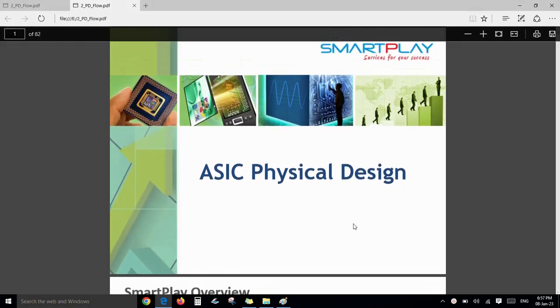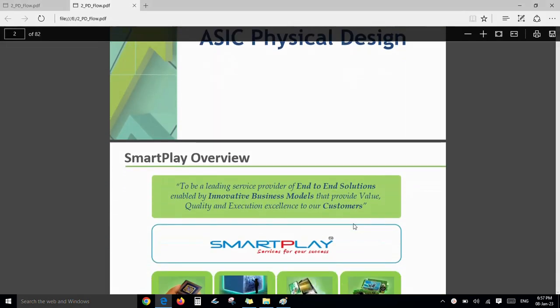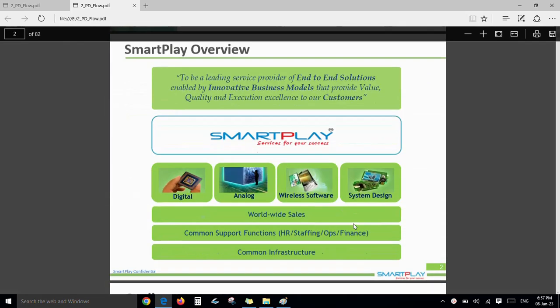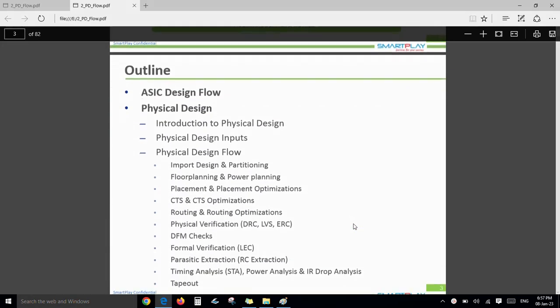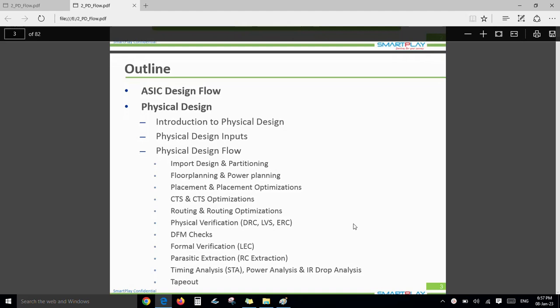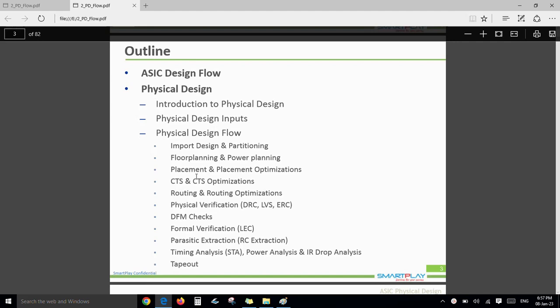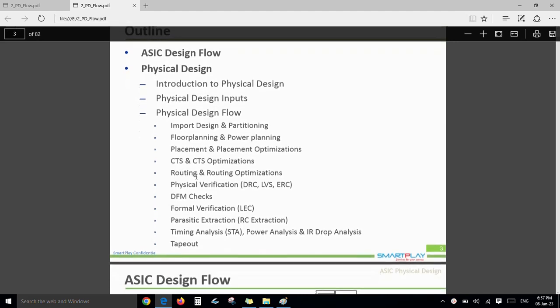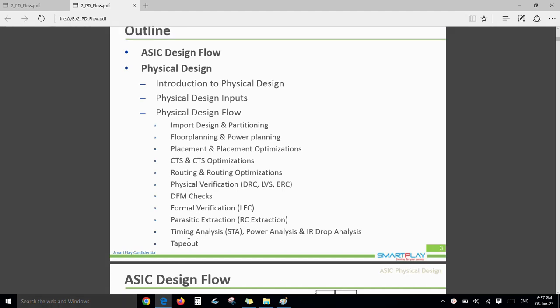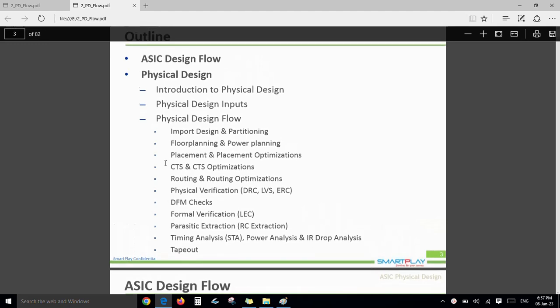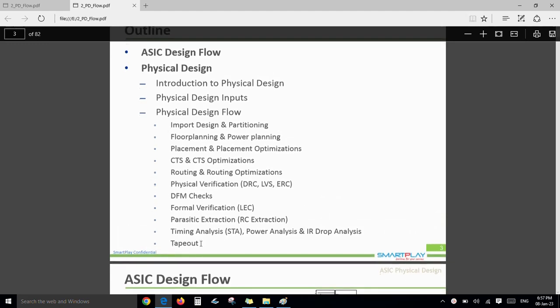Going to discuss PD flow, physical design. So this is the content we had. The outline of the PD flow was: physical design introduction and inputs of physical design flow, import design, partition and floor planning, power planning, placement, CTS and routing, physical verification, DFM checks, LEC, parasitic extraction, timing HTA and tape out. So these are the steps that need to be performed during physical design to develop a chip.